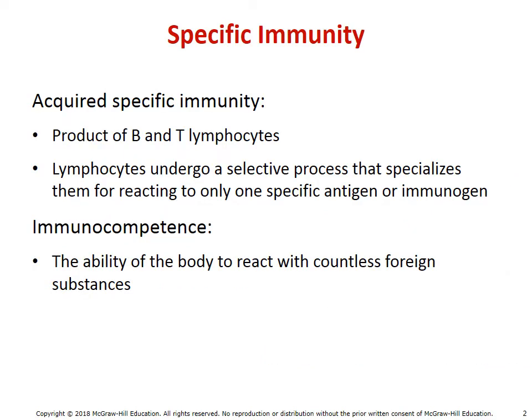Specific immunity has another name, and that is acquired immunity. And the idea here is that we acquire more and more immunity or more memory as we, again, have more need. But it's important to understand that since this is specific, we need the ability to basically react to lots of different things. And that's where the word immunocompetence comes in.